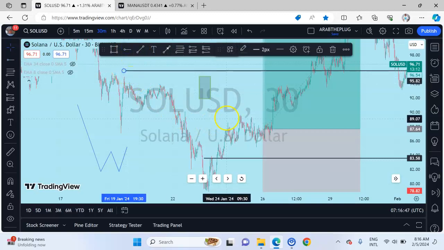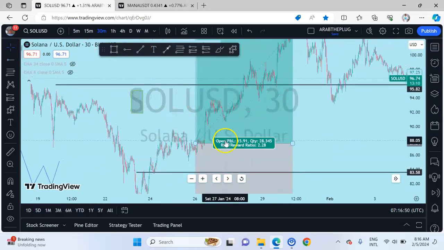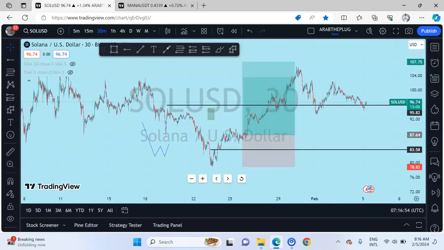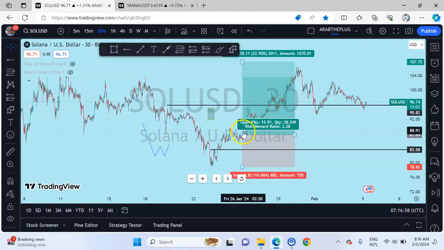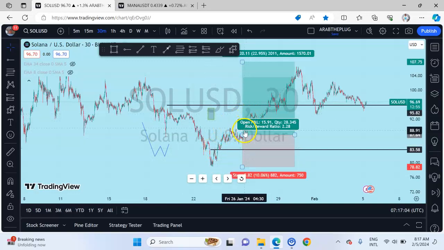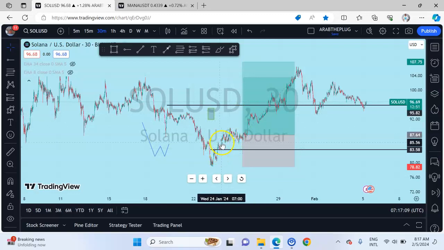Even though I took this trade, I didn't trade the double bottom. Actually, I took this trade on the 25th of January 2024. I took this particular trade, but I missed out on the entry on the double bottom. Then I caught another entry around this area of value, this area of support, which could have been my initial target if I had traded this double bottom. So this is how to trade double top and double bottom.